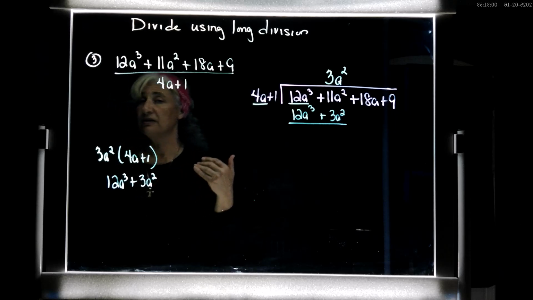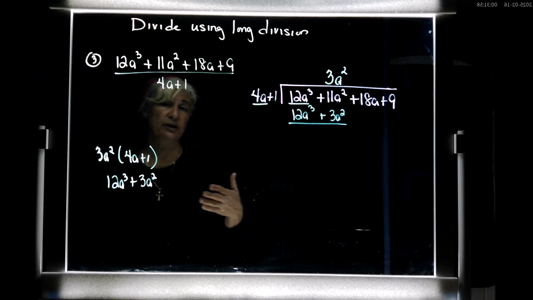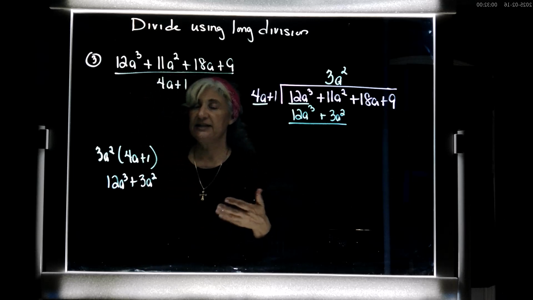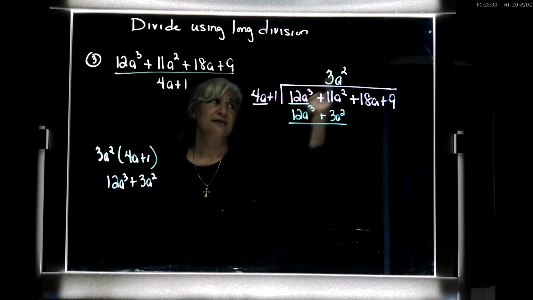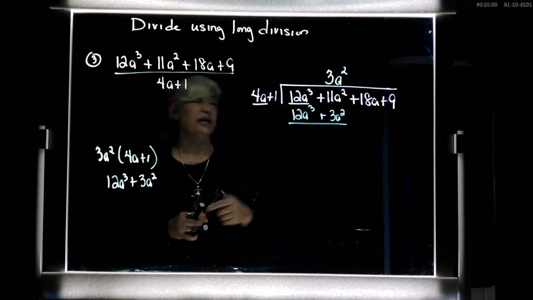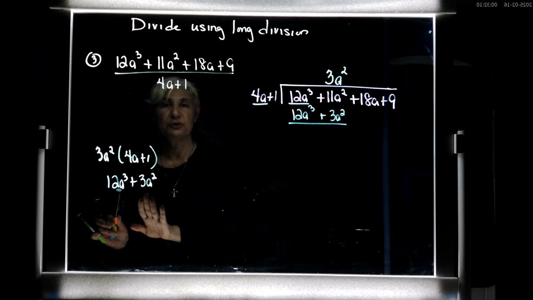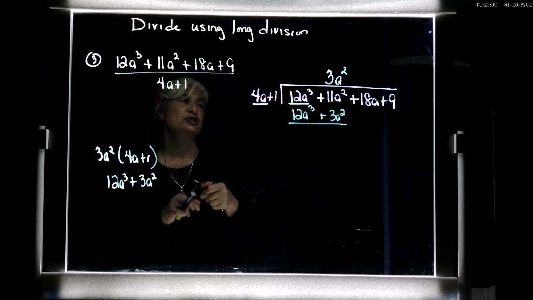The resulting polynomial should be to what power? You're dividing, you're cutting it down. A third degree gets cut down by a first degree. You got a second degree, which is exactly what we should have gotten. Okay, so we multiplied, we put like terms under like terms, and now subtract.